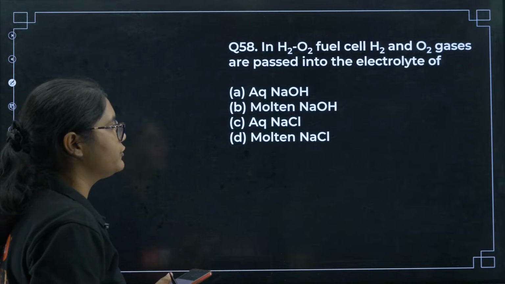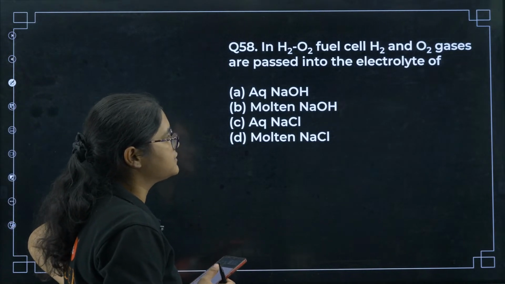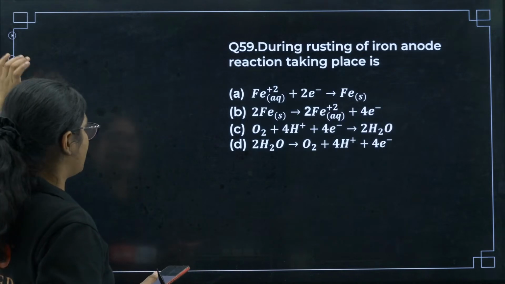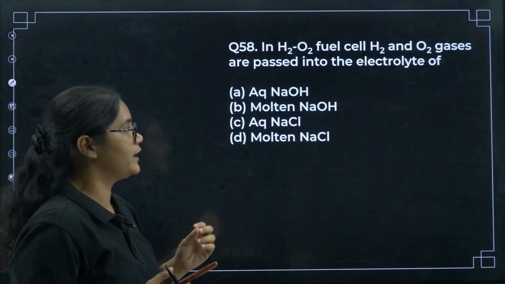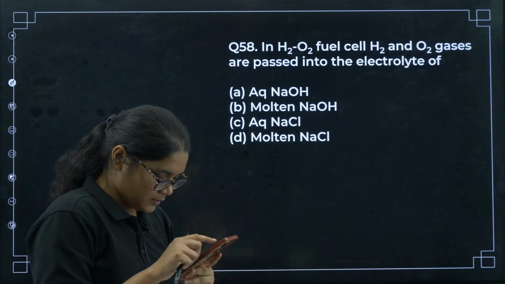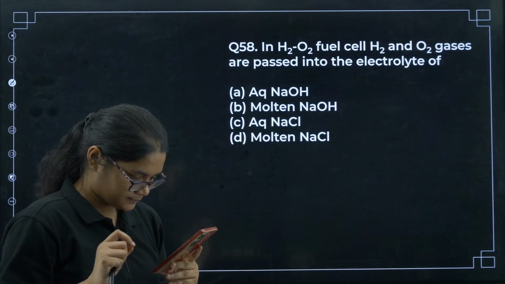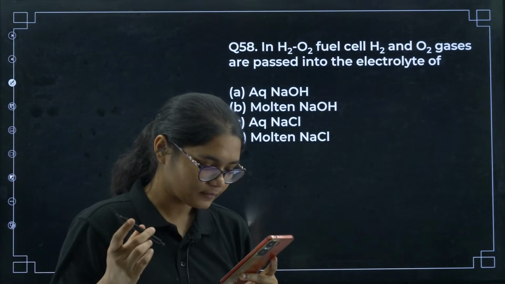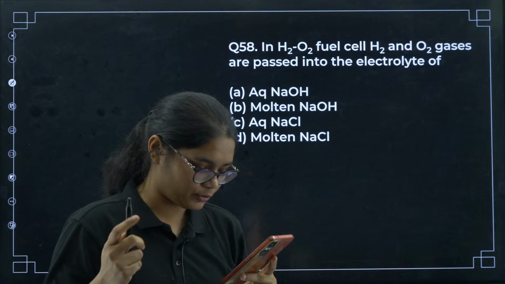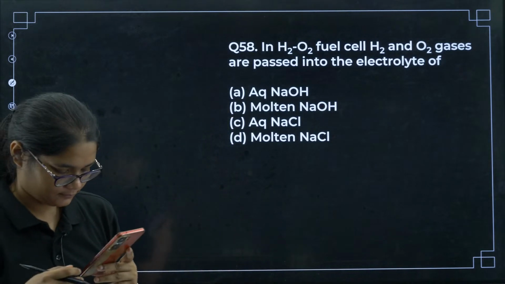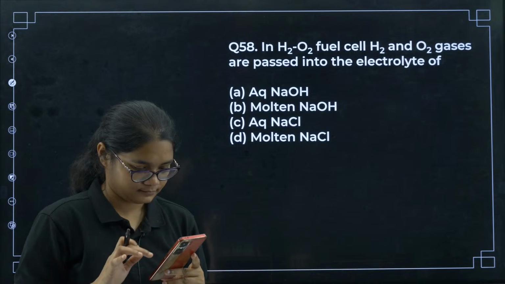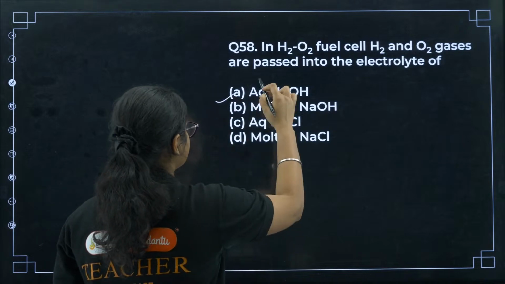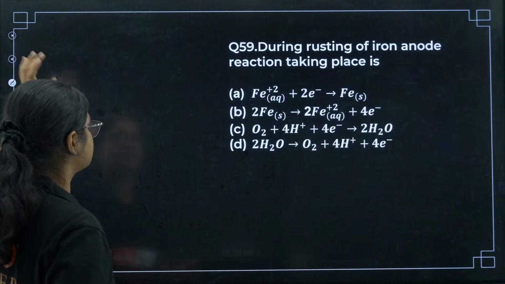In an H2-O2 fuel cell, H2 and O2 gases are passed into the electrolyte of what? So which electrolyte is used in the fuel cell? Yes, JK BGM has given the correct answer. It is aqueous NaOH. Okay.